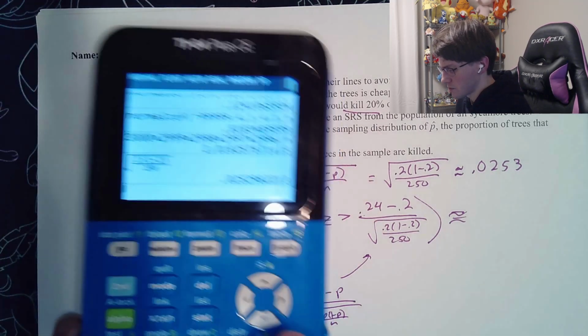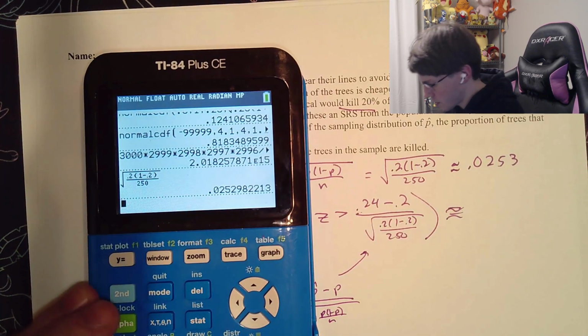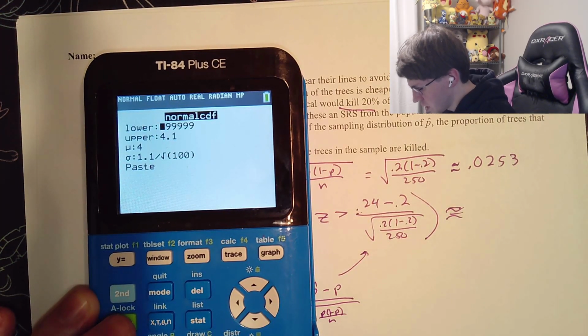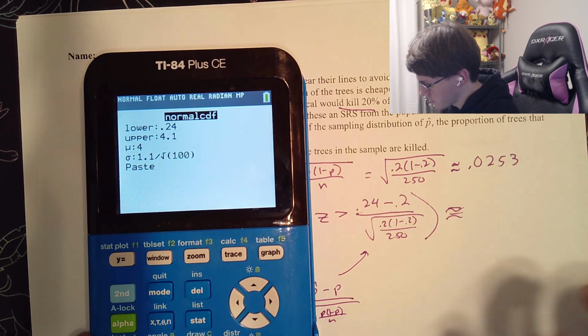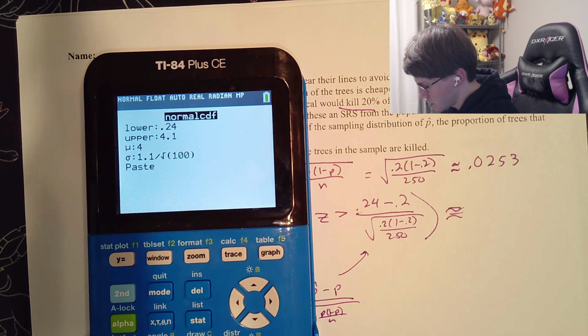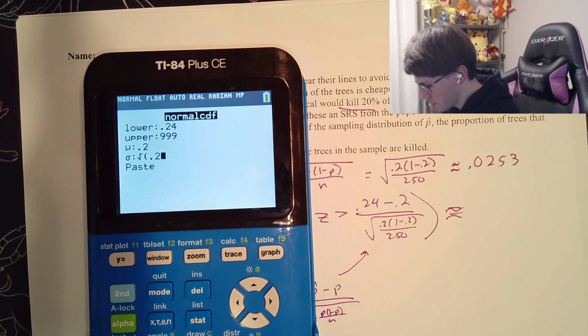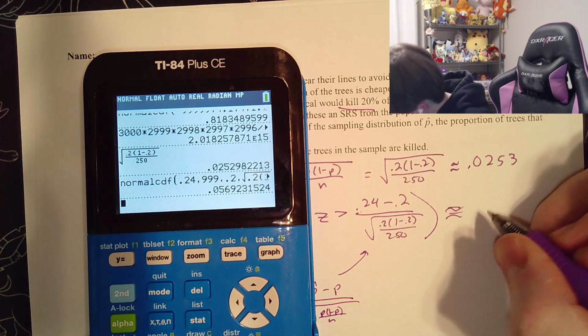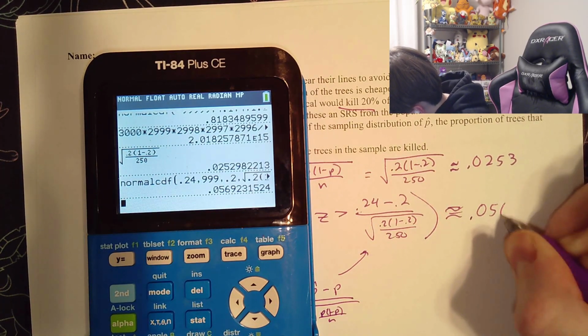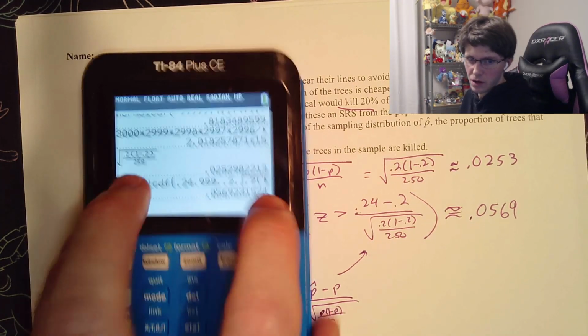And yeah, we just got to calculate this. We're going to use our normal CDF button for this in the calculator. So we have our second vars, normal CDF. Greater than situation means our lower is 0.24. Our upper is going to be 999, but again, you can just leave it as a 1 if you want to. Our average in this situation, we already wrote down, was exactly 0.2, and our standard deviation is this thing that we're typing in. So we have a second square root, and we have 0.2 times 1 minus 0.2 divided by 250. And you paste it, and you hit enter, and you get approximately 0.056 as our answer here.